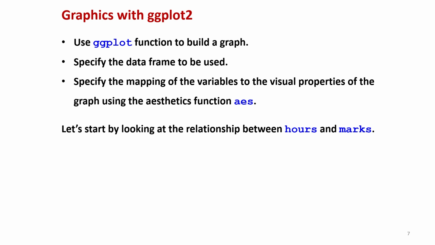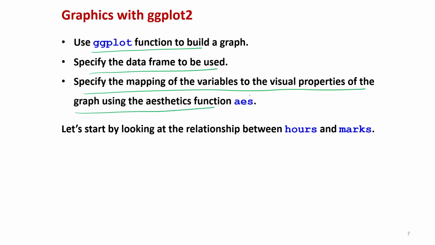We will use the ggplot function to build a graph. For that we have to specify the data frame which we are going to use, which we have already done. Now we have to specify the mapping of the variables to the visual properties of the graph using the aesthetic function AES. The AES function is used to specify how the graph will look. So let us start looking at the relationship between hours and marks, right?